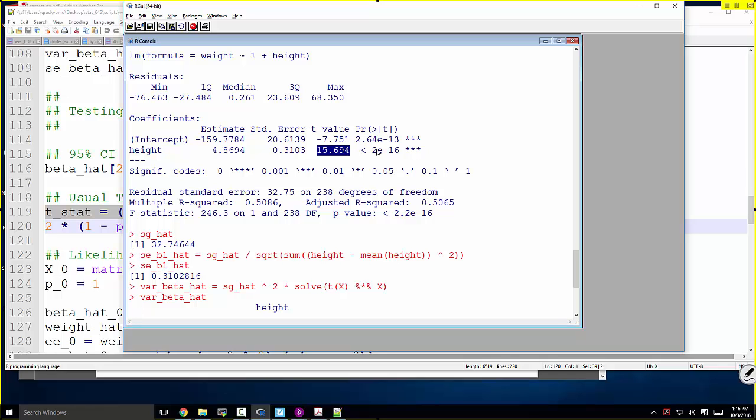The column right next to it is the associated p-value. With a t-statistic of basically 16, that's going to have a very, very small p-value. So we are highly confident that beta 1 is not equal to 0 in this case.